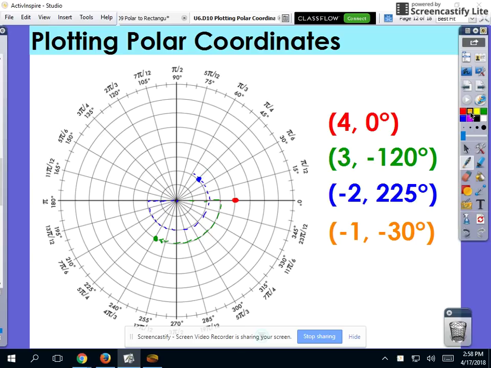And then the last one, negative 1, and then negative 30. So that is going clockwise, which means up here. So I'll stop right there. There we are. Great. Good work, class. Let's move along.